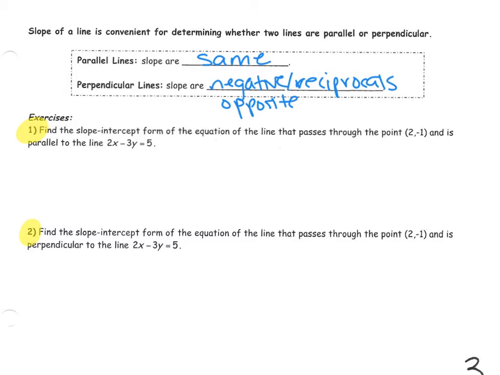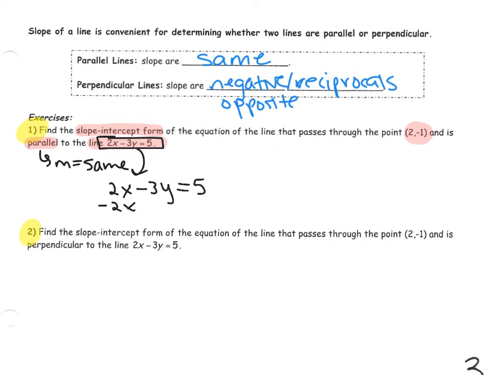Very nice, slope-intercept form of the equation of the line that passes through this point and is parallel to this line. Okay, well, we want it to be parallel. So parallel, we know the slopes have to be the same. So let's see. Well, I want to identify first what is the slope of this line. I have 2x minus 3y equals 5. I want to get y by itself. We're going to identify what the slope is.